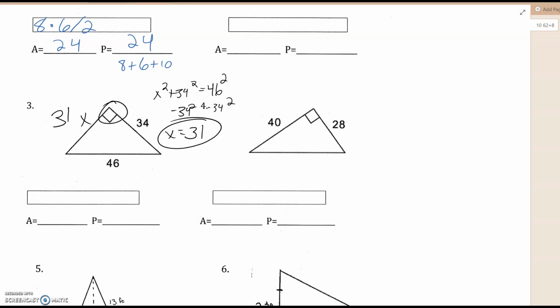Now go ahead and find the area and the perimeter. All right, for number 3. Okay, for the area, it'd be 31 times 34, because they made it to 90, divided by 2. Area equals base times height divided by 2. All right, we should get 111 for the perimeter.